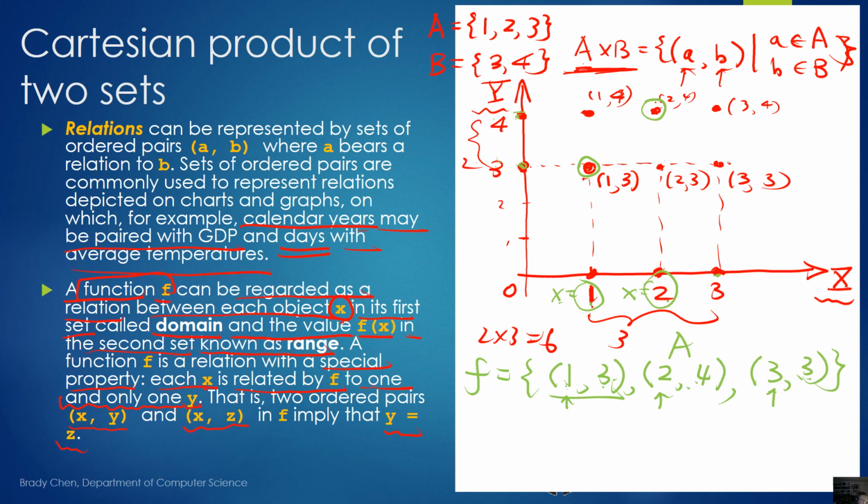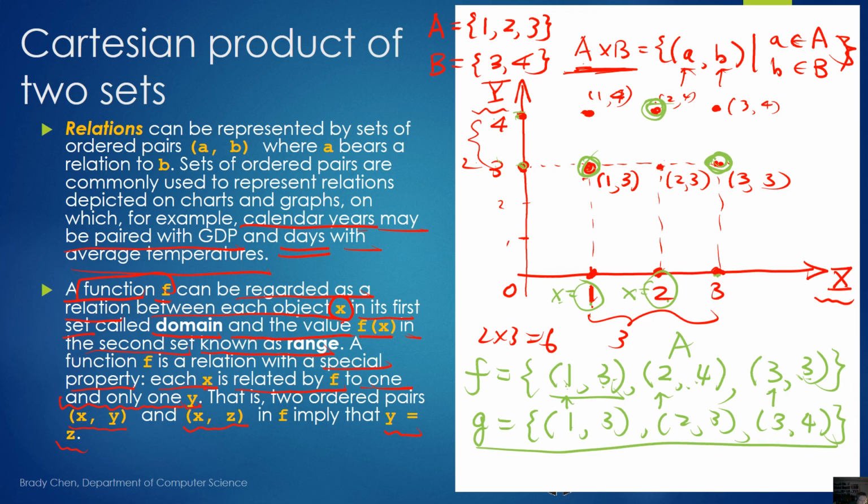So these 3 dots basically define a function. Now I can define another function called g. So for g, I map 1 to 3, I map 2 to 3, and I map 3 to 4. Now let's use another color to represent g, to see the difference between the function f and the function g.